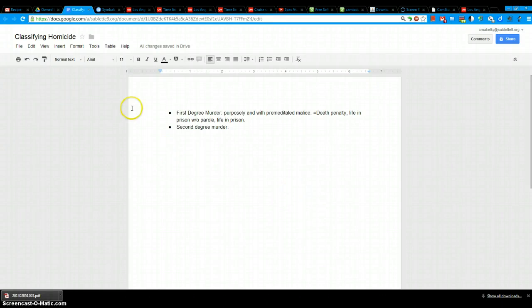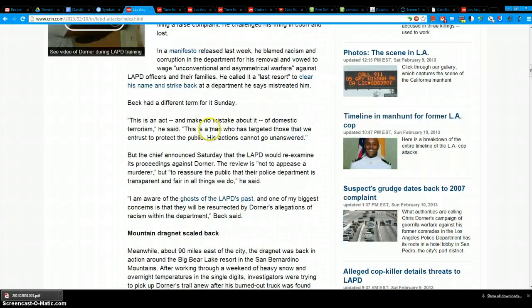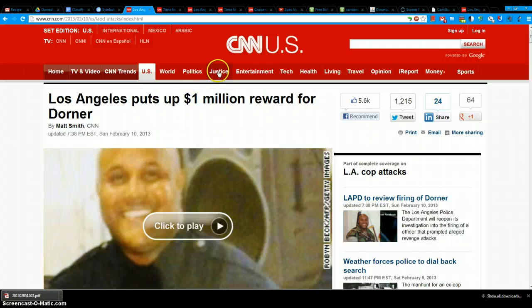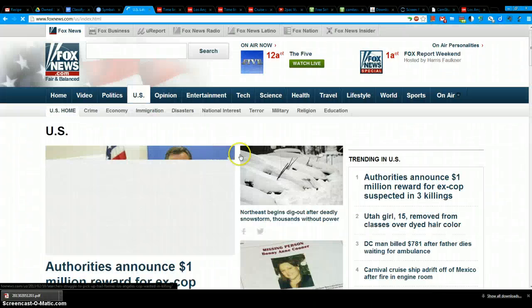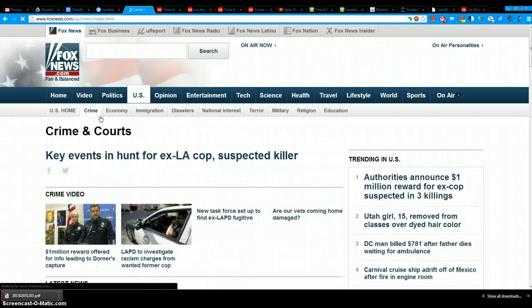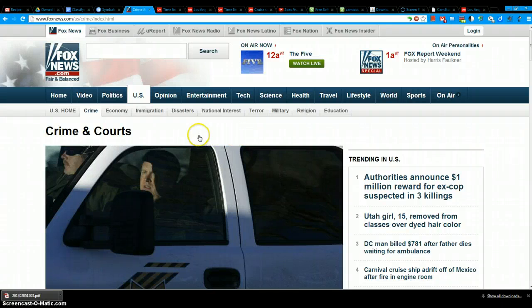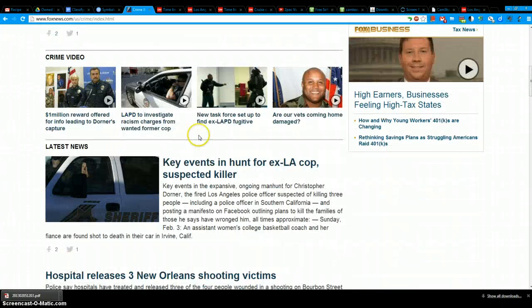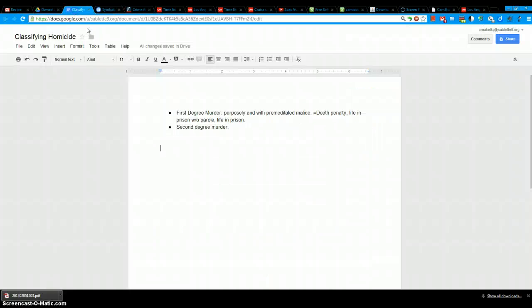What you'll do is you'll write those out or find the link. If you're on CNN, they have their justice tab. If you're on Fox News, the easiest way to get there is go to US, and then there's this little micro sub menu, and you can go to crime, and you can use anything you want. So either find in the news or come up with a hypothetical example of all 7 types of homicide.